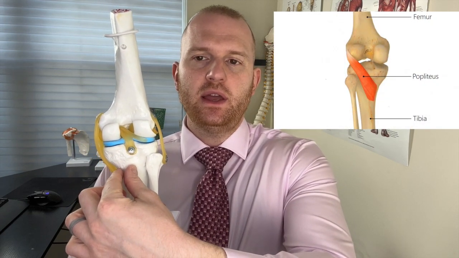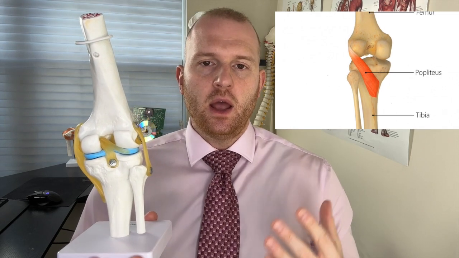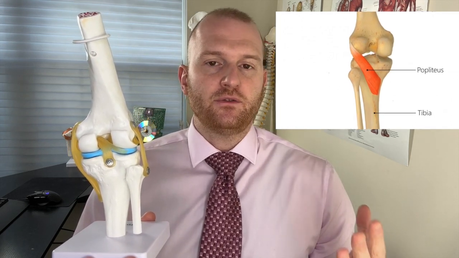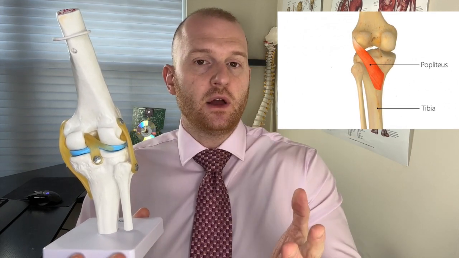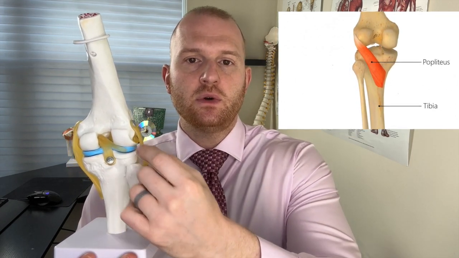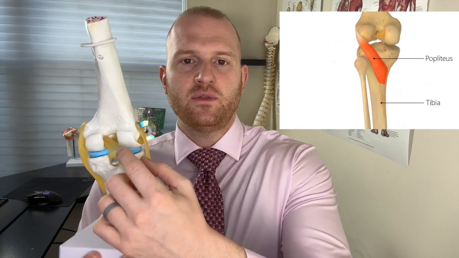The popliteus muscle is going to attach from the tibia here, crossing the knee joint to the lateral portion of the femur. And when we talk about a ligament, first of all, a ligament attaches a bone to a bone. A tendon, on the other hand, is going to attach a muscle to a bone. So when we're talking about the popliteal tendon, we're talking about a continuation of that popliteus muscle where it's going to attach onto the bone.